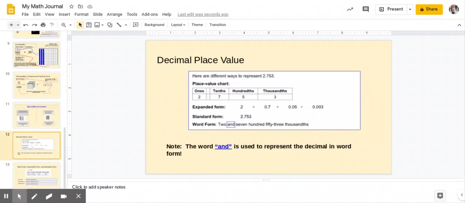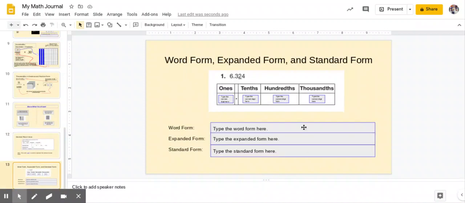So this one just gives you an example of how you are writing this in expanded form, standard form, and word form. It has it all broken down in your place value chart. And you're going to do that on this slide. So your number and your place value chart are up here. You're going to fill in the values below, and then you're going to write it out in word form, expanded form, and standard form.